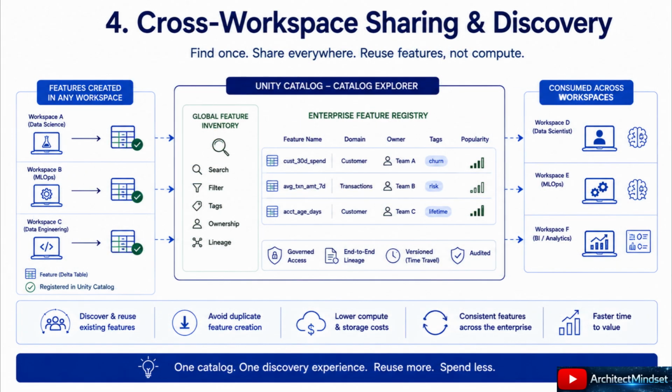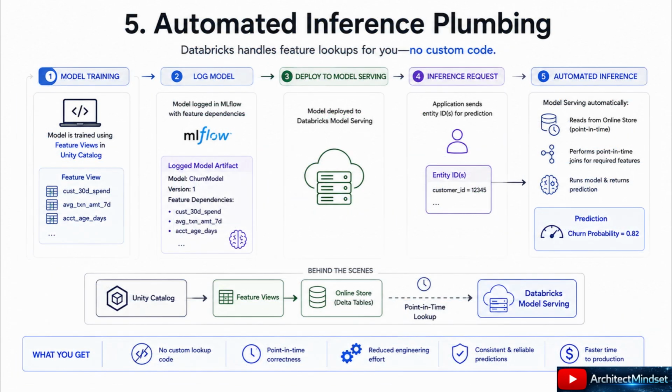Features are accessible globally across an entire enterprise via the Unity Catalog Explorer. This makes it easy for scientists to search, discover, and reuse existing features across multiple workspaces, reducing redundant compute cost. When models are logged using feature views in Unity Catalog, their feature dependencies are preserved. During deployment, Databricks model serving automatically reads entity IDs and performs the necessary point-in-time joins from the online store without requiring custom lookup code.